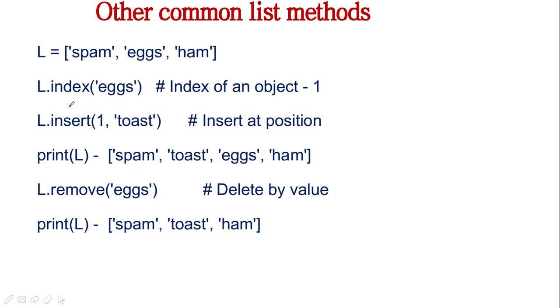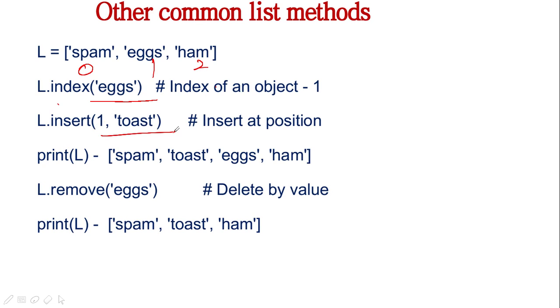And other common things are index, which can be used for finding out the position of an element. For example, if L has spam, x, ham, then L.index of x will return the position of the element in the list. Only the forward index is returned. The index starts with 0, so the index of x is 1, and that will be returned.